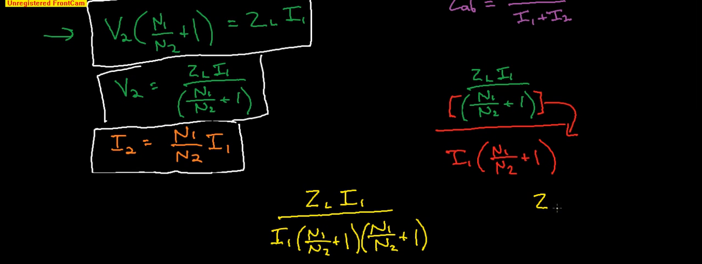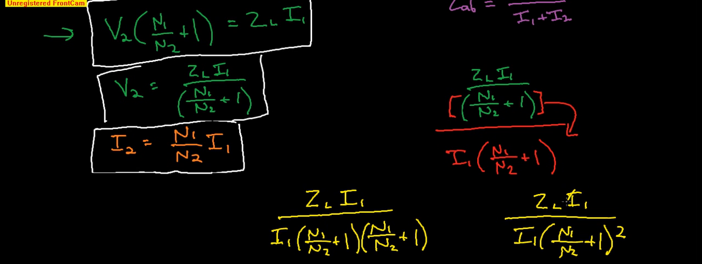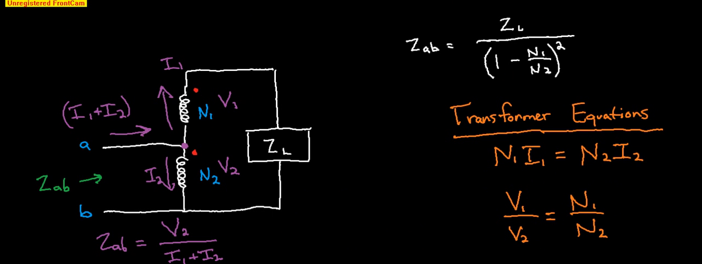Or Z of L times I1 divided by I1 times N1 over N2 plus 1 squared. Then the I1s cancel out, and we're left with Z of L divided by N1 over N2 plus 1, that expression squared. That is pretty much what we want.